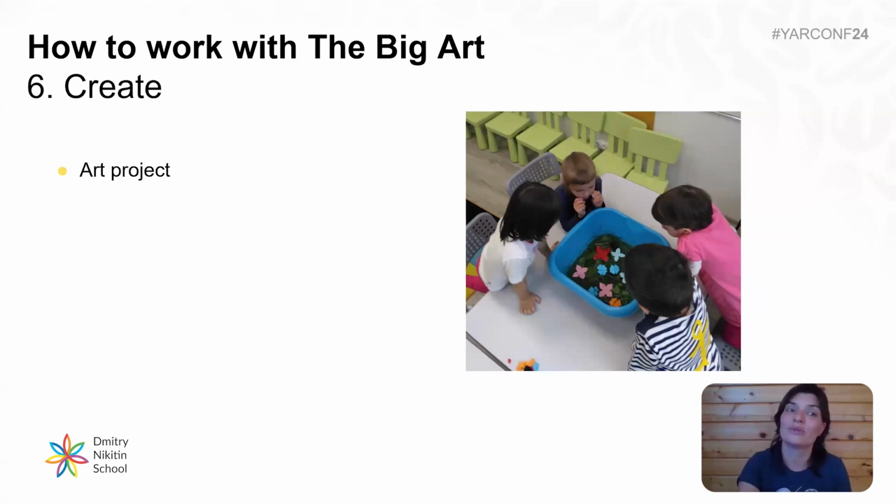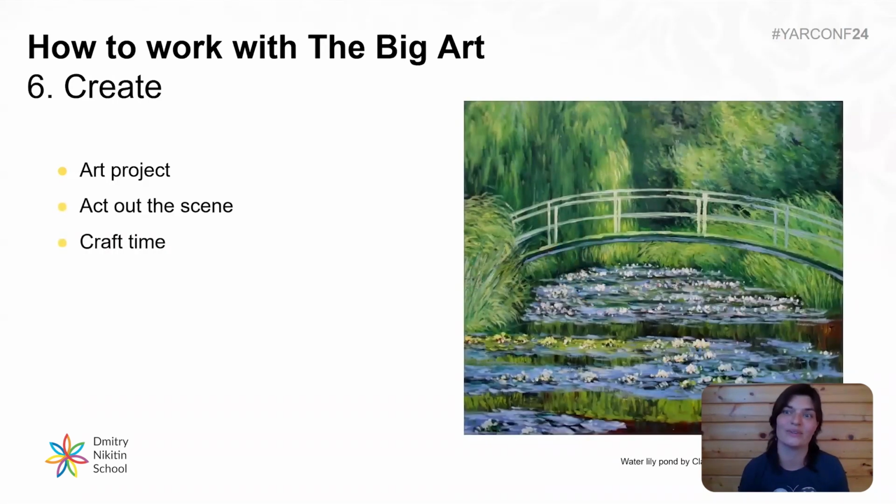You can also do some craft or you can act out the scene. And when I say act out the scene, I mean that I give roles to my kids. So somebody can be a tree, somebody will be flowers, somebody can be a bridge, and then we imagine that it's windy and everything starts moving. Then it becomes rainy, or maybe it's very dark. And we act out how we feel in this painting.